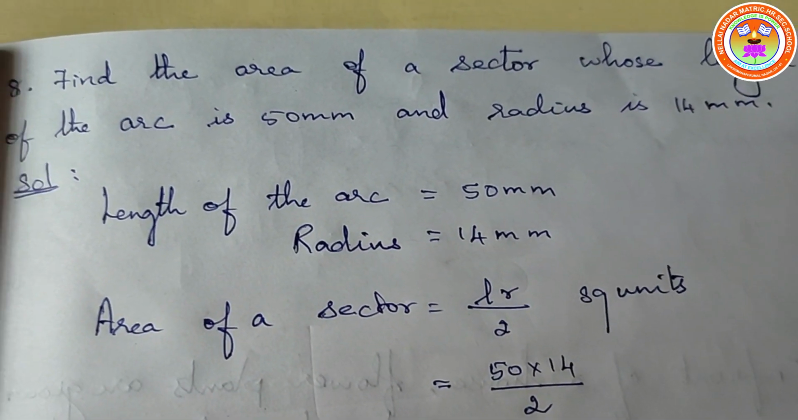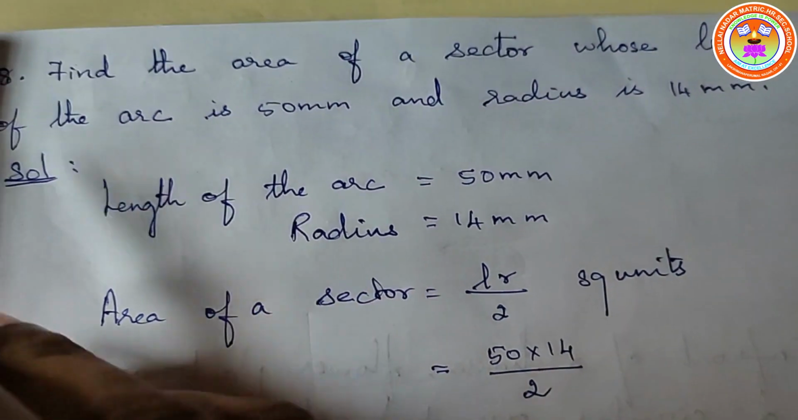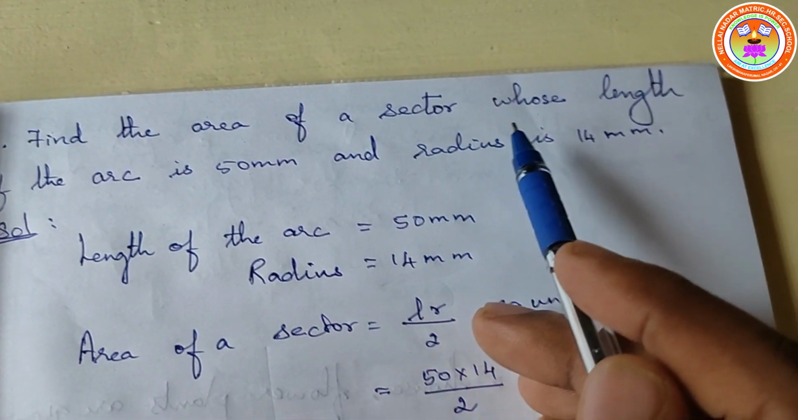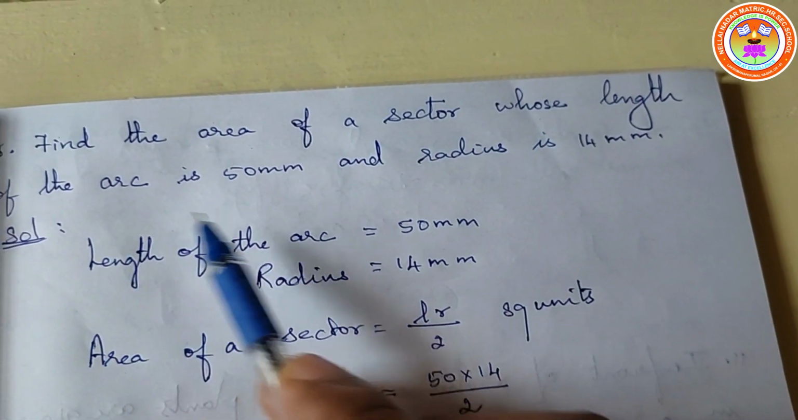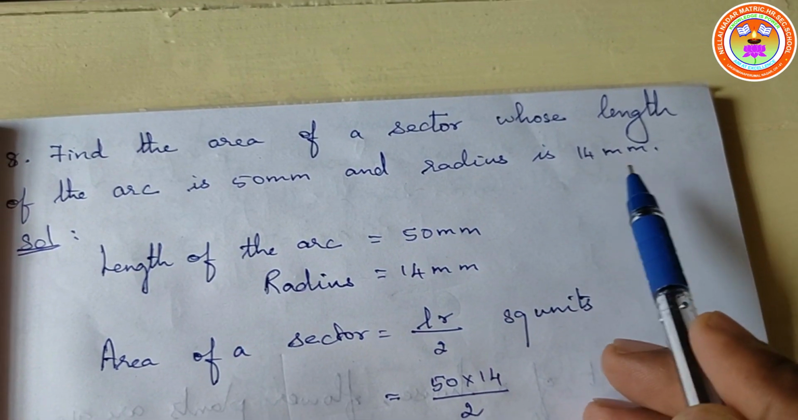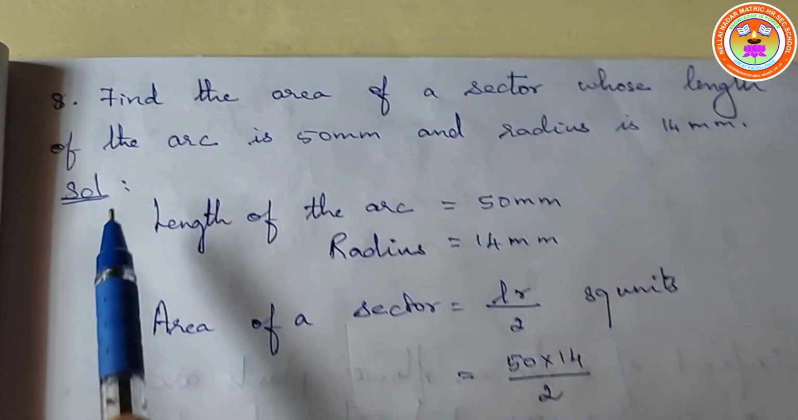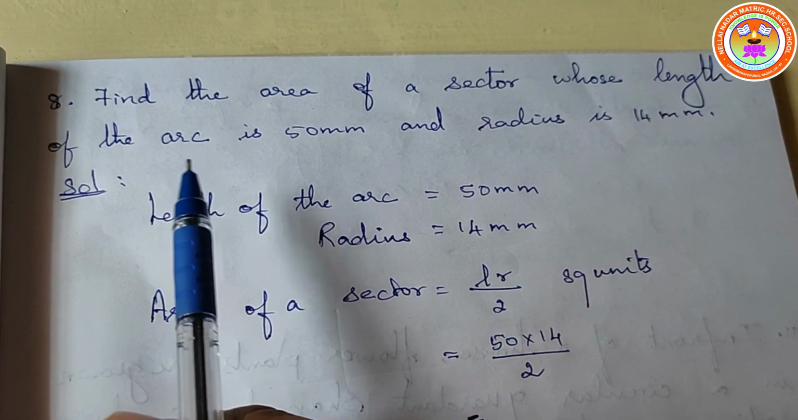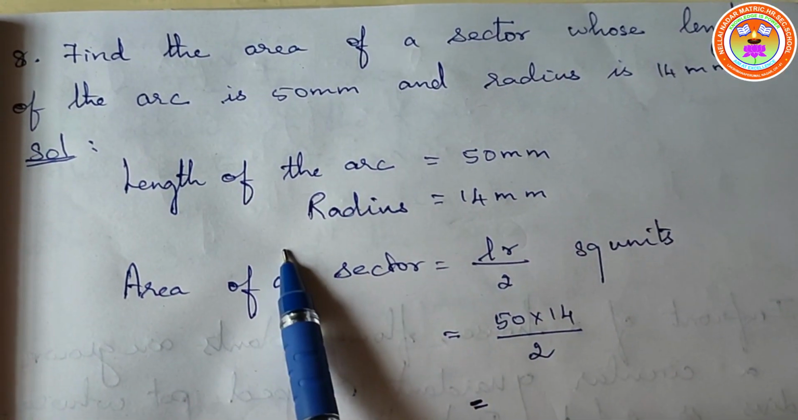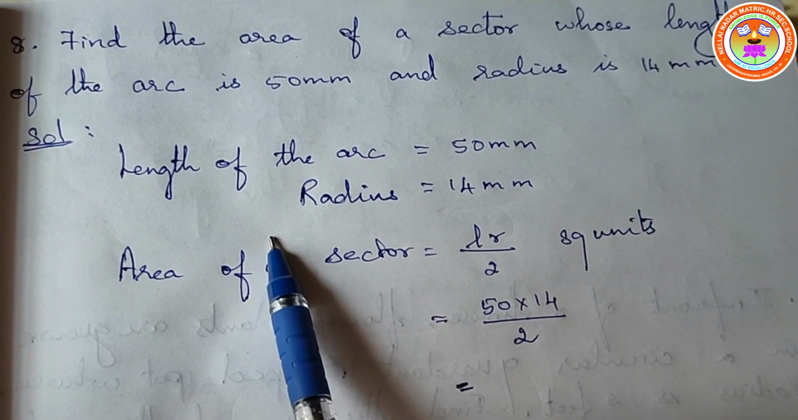Today we are going to see the 8th question. I'll read the question. Find the area of the sector whose length of the arc is 50 millimeter and radius is 14 millimeter. Up to the 7th question we completed. Now we will move on to the 8th question. Like this only you have to write it in your classwork.